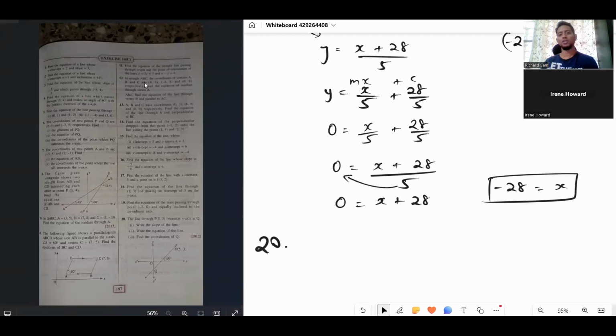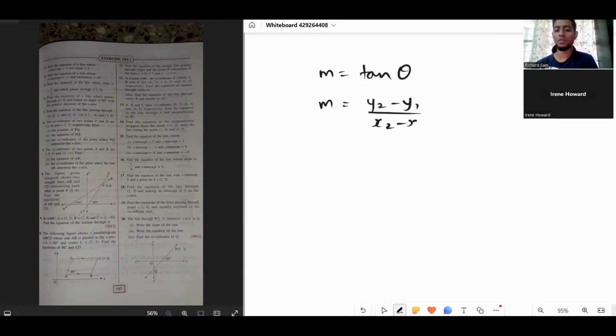So just a quick summary of what we have seen in this chapter. First we saw two formulas to find the slope. M is equal to tan theta. When do we use this formula? When we have the angle theta. Theta is also called the inclination, and m is the gradient or slope, right? The second formula to find slope is y2 minus y1 upon x2 minus x1. When do we use this formula? When we have the coordinates, when we have two points.